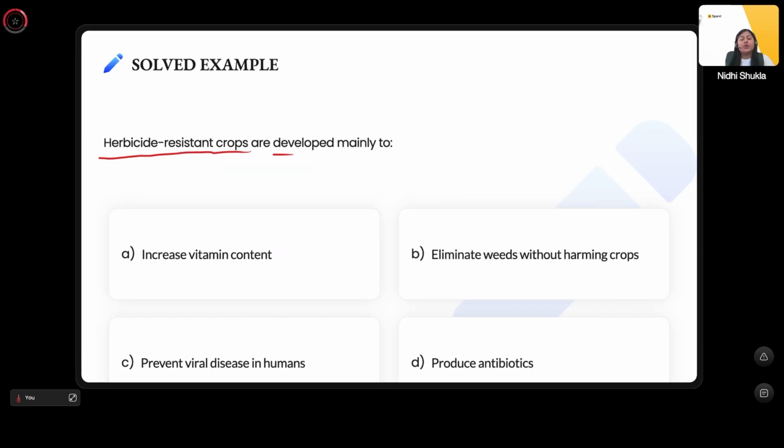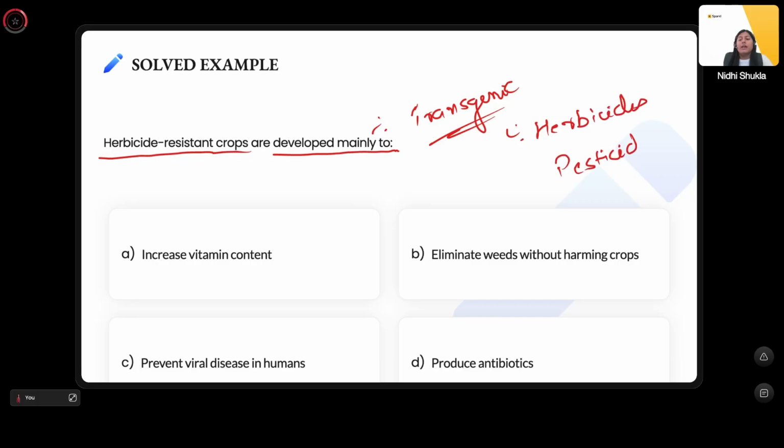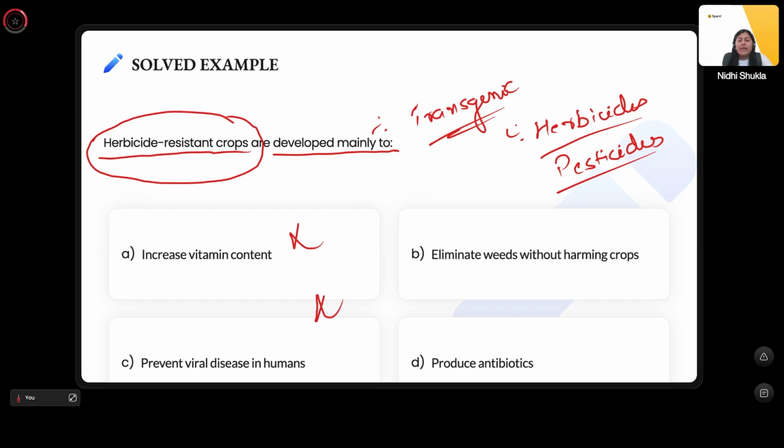Herbicide resistant crops are developed mainly to. Herbicide resistant crops are transgenic, they are resistant to herbicides. Now you know these herbicides and pesticides cause a lot of pollution in our environment, and they are not good for the environment as well as for humans in the long run. So why are these herbicide resistant crops produced? To increase vitamin content? No. Prevent viral disease in humans?